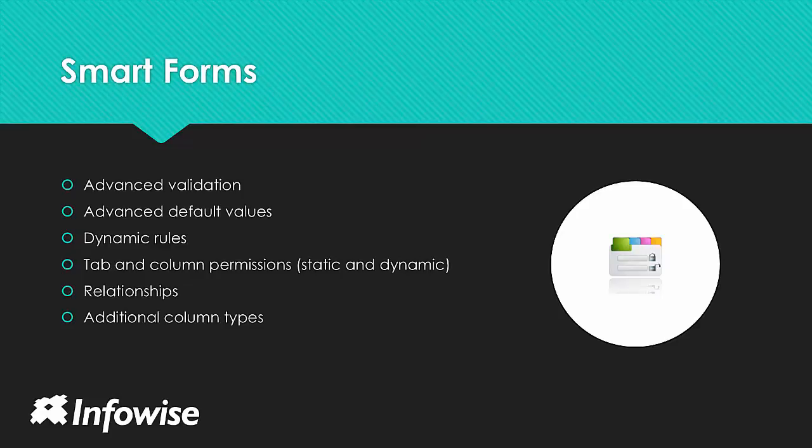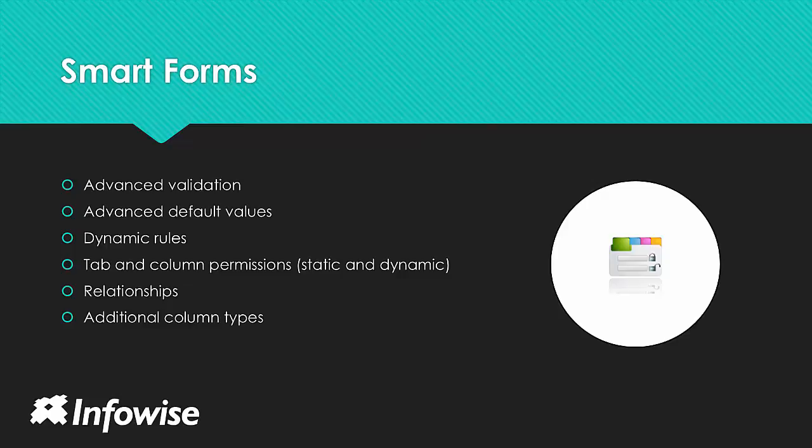First of all, advanced validation rules. Beyond what SharePoint can do on its own, validation rules that use regular expressions or even beyond that. Advanced default values, default values that can be specific to certain users or certain content types and so on. Dynamic rules, meaning that by changing one column, I'm setting a value to a different column based on my rules and conditions.